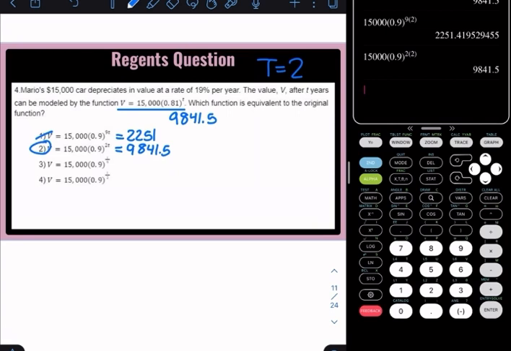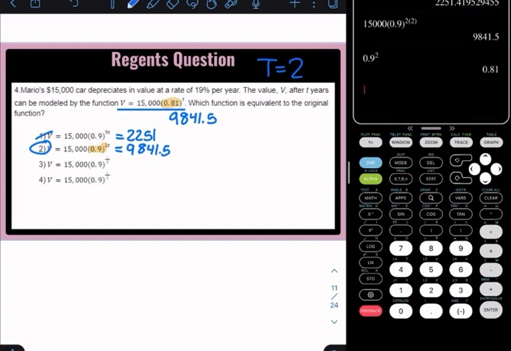And why does this make sense? Well, the only thing that I see different here is they have the 0.9 raised to the second power. And what is 0.9 raised to the second power? That equals 0.81, which we originally had in our original function.